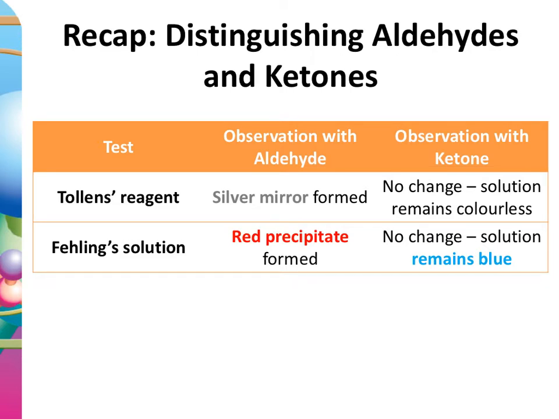Fehling's solution is an alternative. It's the same principle. An aldehyde can still be oxidized, which means something in the other reagent can be reduced. In this case, it's copper, so it goes from copper 2+ to copper 1+. We get a red precipitate formed if there's an aldehyde present, and if there's a ketone, there's no change, there's no reaction, so the solution remains blue.